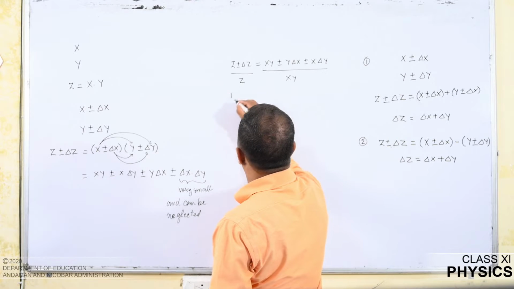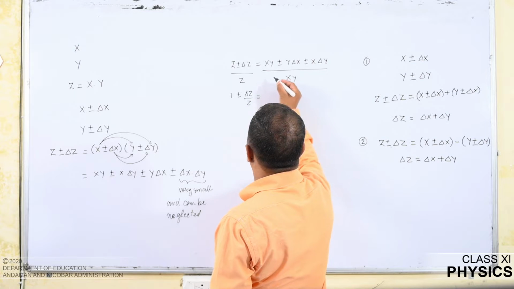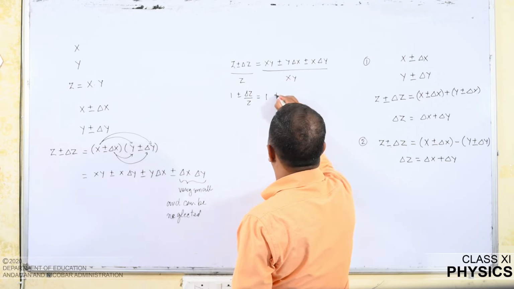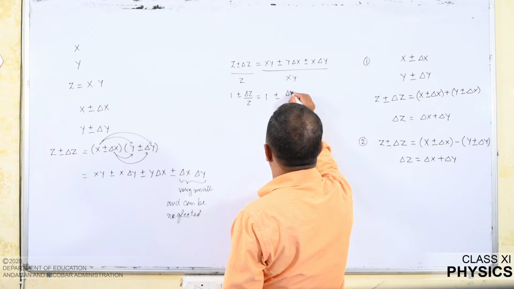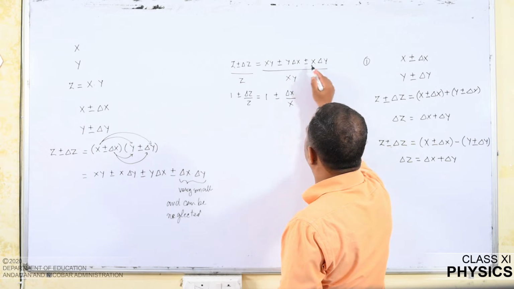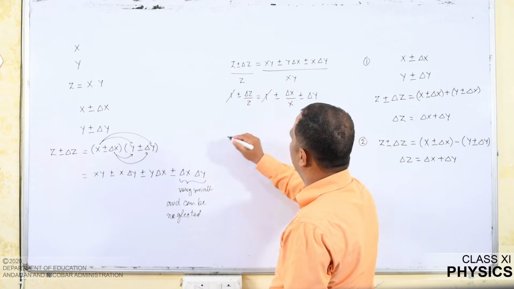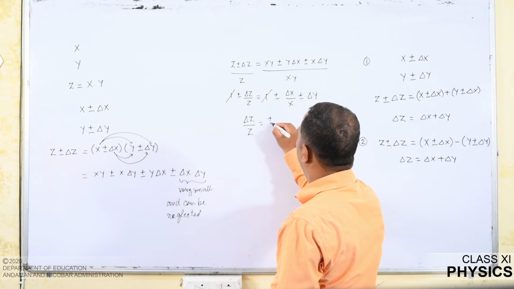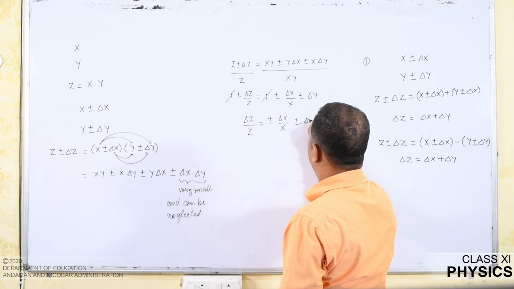In that case I will have 1 plus or minus delta z over z is equal to x into y over x into y plus or minus delta x over x, because y and y will cancel one another, x and x will cancel one another, and I will be left with delta y over y. Otherwise this and this go off, and I am left with delta z by z is equal to plus or minus delta x by x or plus or minus delta y by y.